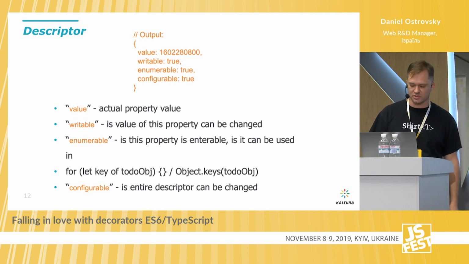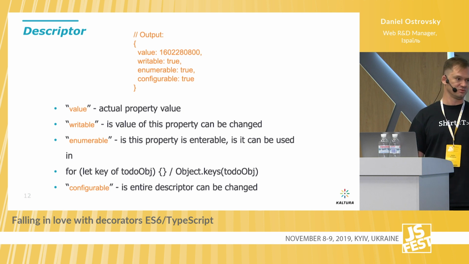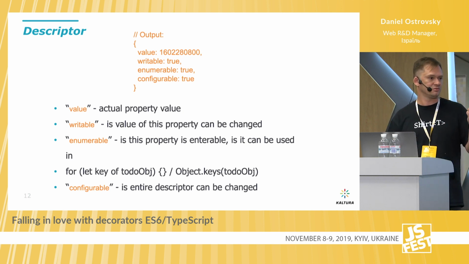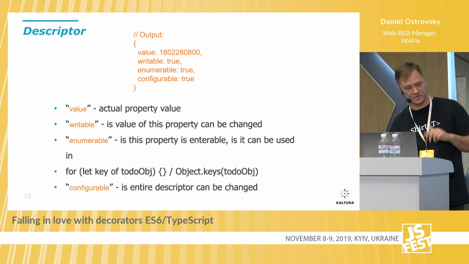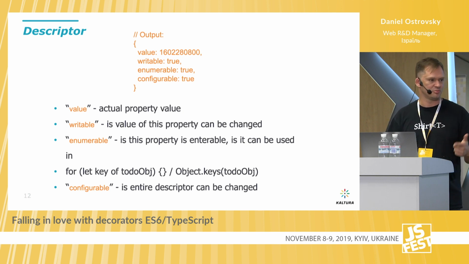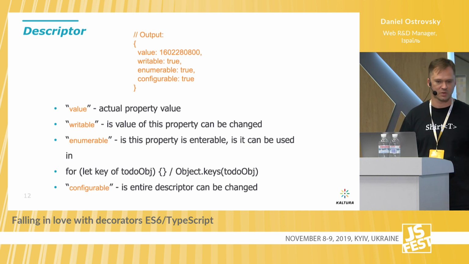Value, you can change, of course. But once you change configurable to false, and you want to revert or change writable or enumerable to something else, or make configurable true again, you have to redefine the property. You can't make any changes on the descriptor anymore after you set configurable to false. Okay.